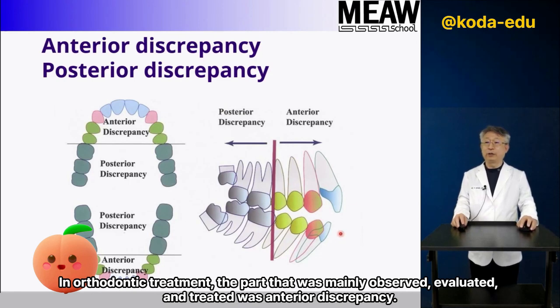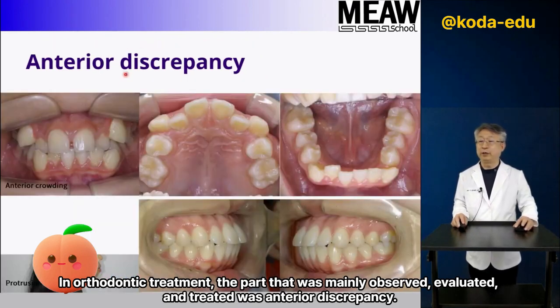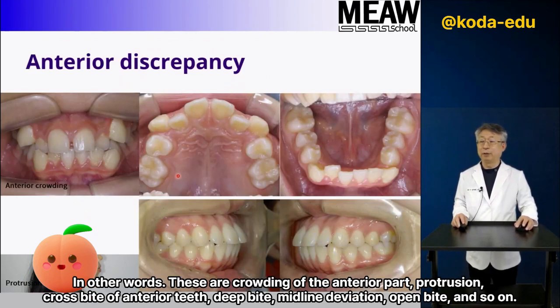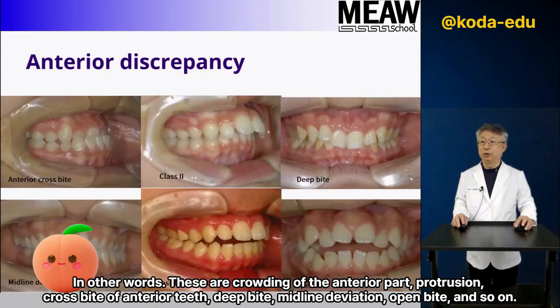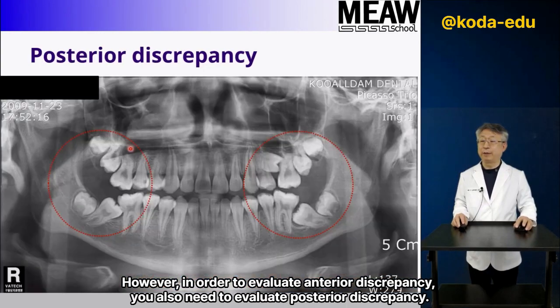In orthodontic treatment, the part that was mainly observed, evaluated, and treated was anterior discrepancy. In other words, these are crowding of the anterior part, protrusion, cross bite of anterior teeth, deep bite, midline deviation, open bite, and so on. However, in order to evaluate anterior discrepancy, you also need to evaluate posterior discrepancy.